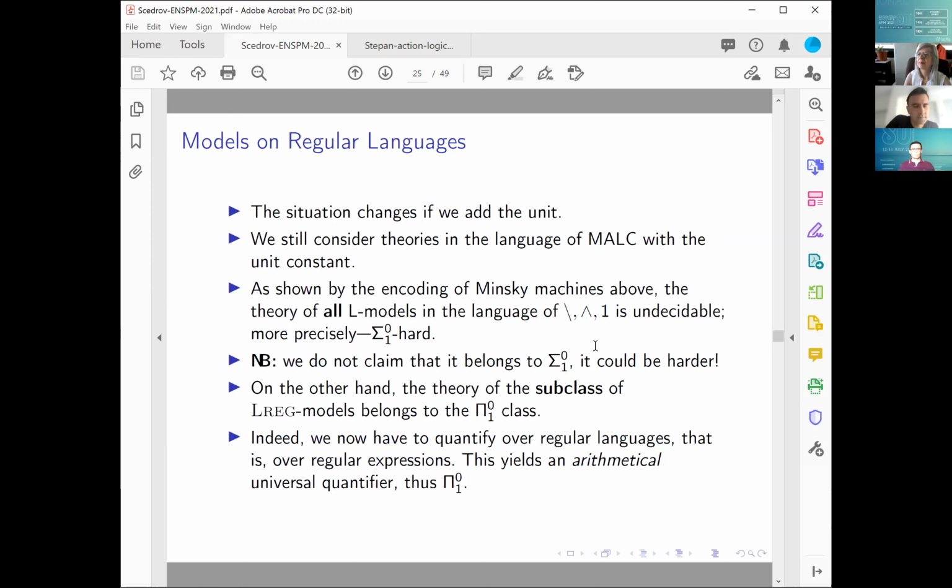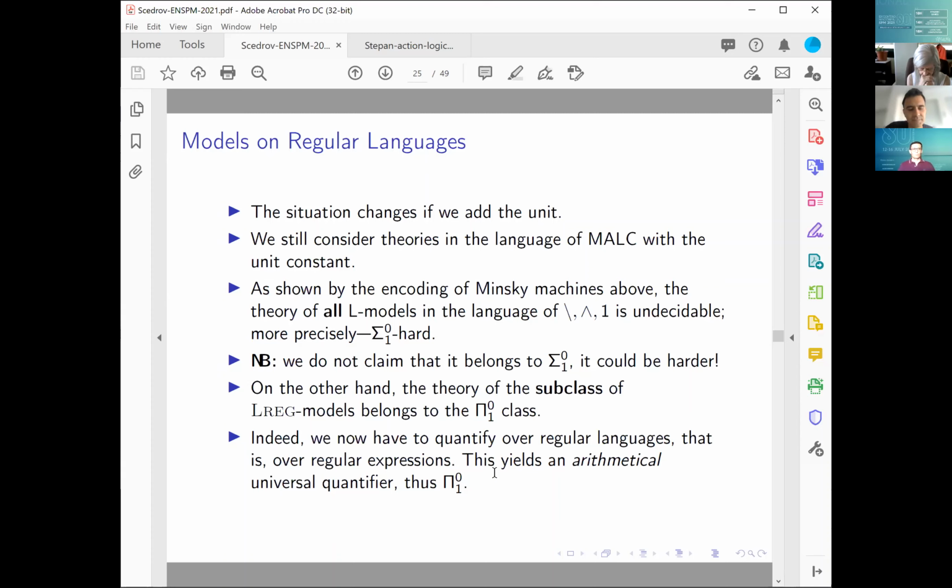Now, on the other hand, and this is rather subtle, the theory of the subclass of L regular models belongs to pi 0-1. Okay, why is that? First of all, we have to quantify over regular languages, that is, over regular expressions, and this yields an arithmetical universal quantifier. So we get at least one arithmetical universal quantifier. But why just one? Because when you unpack this definition, everything under this quantifier is Boolean and decidable. So you really just get pi 0-1, okay? But look, for all L models we had sigma 0-1 hard. For L regular models, it sits inside pi 0-1, okay?